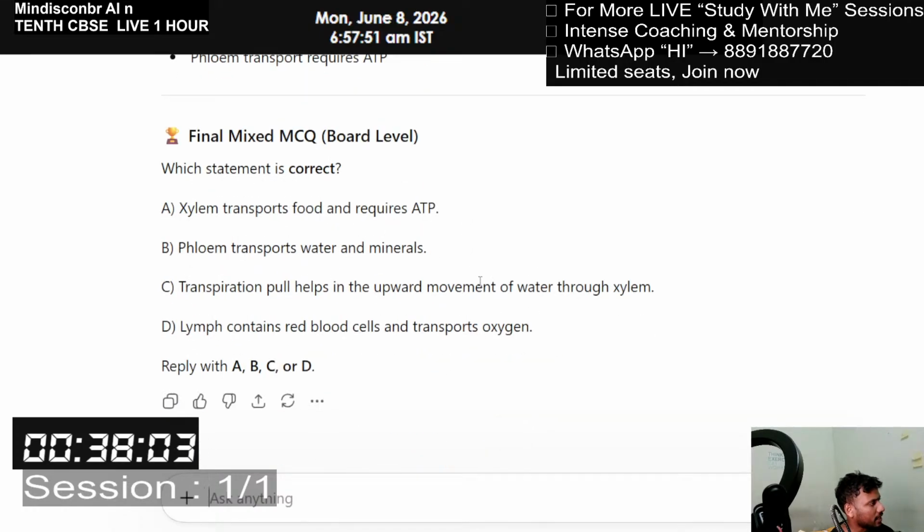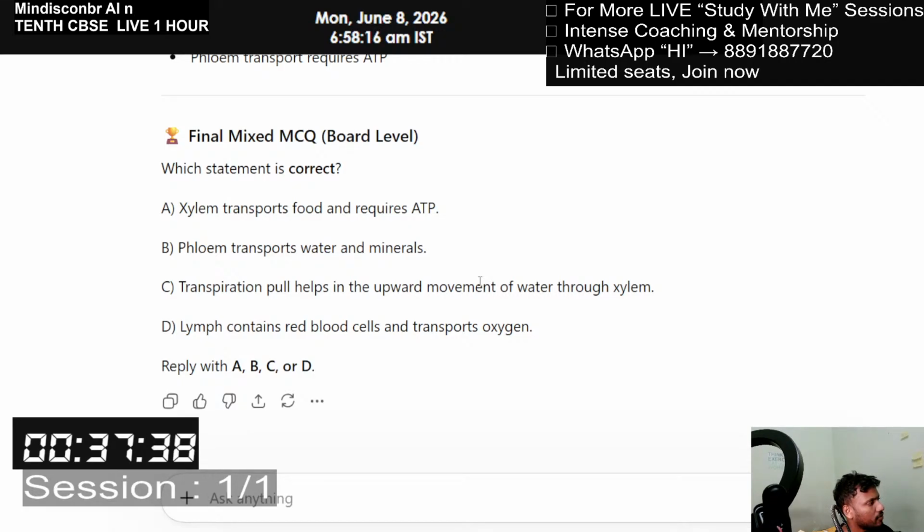Which statement is correct? Xylem transports food and requires ATP. No, xylem transports water and minerals. Phloem transports food and requires ATP. Phloem transports water and minerals. No, xylem transports water and minerals. Transpiration pull helps in the upward movement of water through xylem. Yes, that is the correct answer.